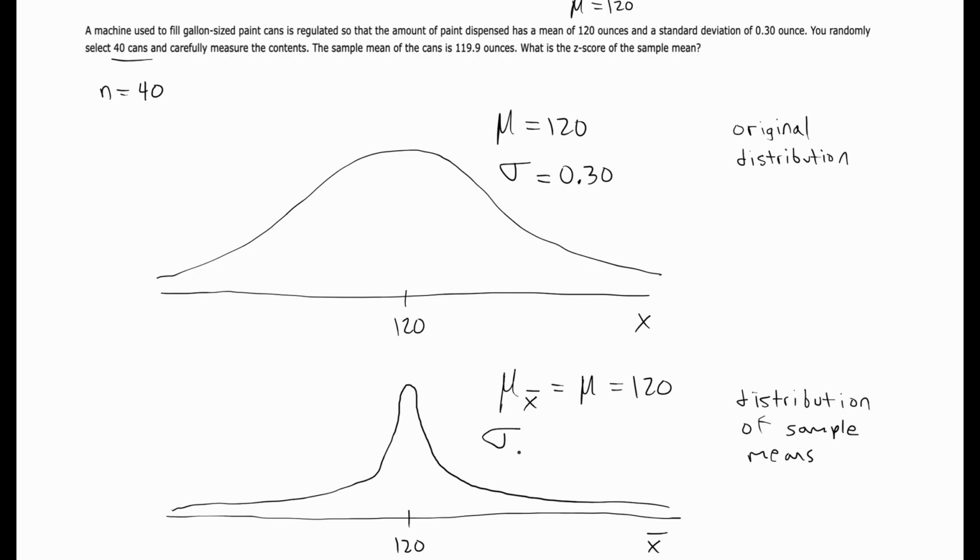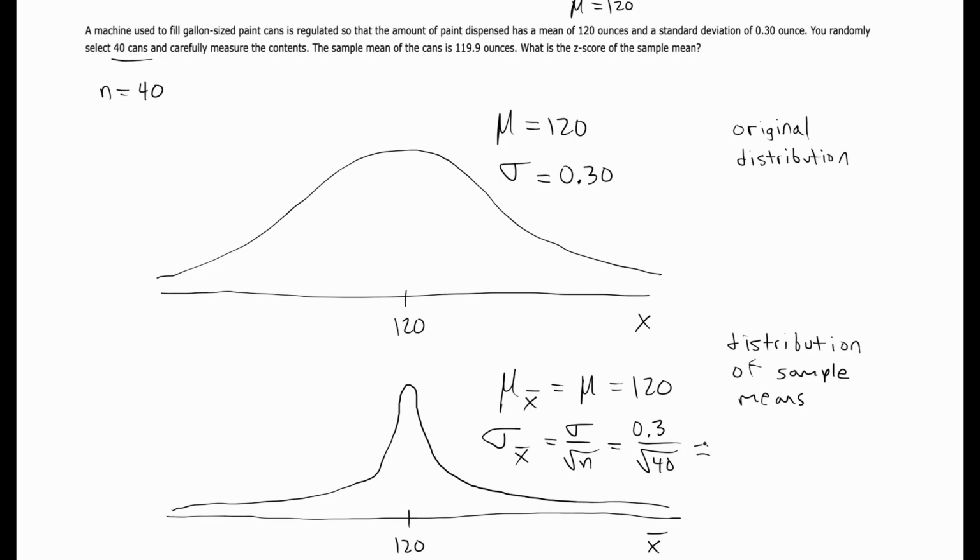The standard deviation of that sampling distribution, though, will be sigma over square root of n, which is 0.3 over square root of 40. And so that comes out to 0.0474. So that's why it's thinner, because the standard deviation of it is so much smaller than the original standard deviation.